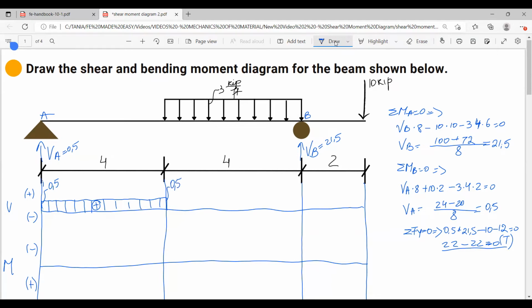Now, looking at the beam, we're going to have to go downwards with 3 times 4, 12, which means on this side, we're going to end up at negative 11.5. And there you go. This is positive, here negative.